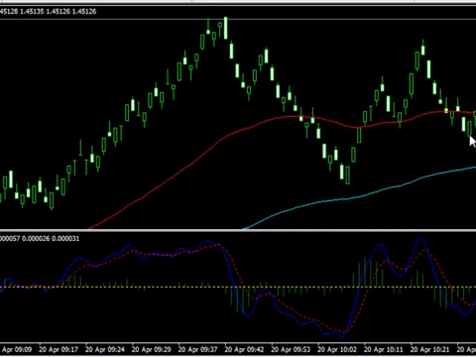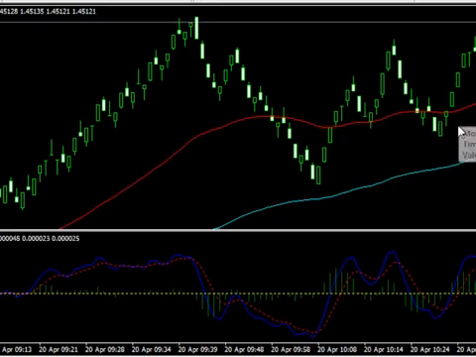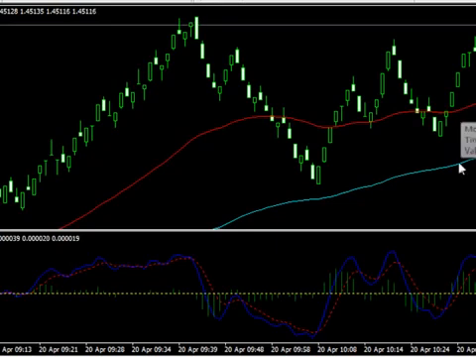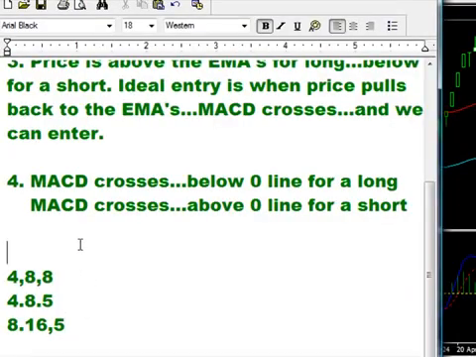And then again, here's another nice setup. It breaks through, still in between, nice wide area between the red and the blue, the 50 and the 110. Our MACD is below the 0 line. It crosses while it's below the 0 line, and then up it goes. Okay, so that's pretty much it.